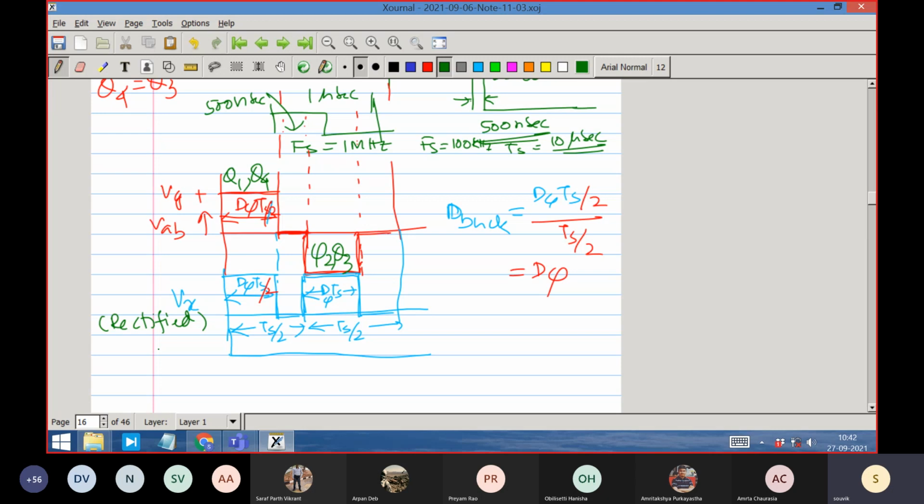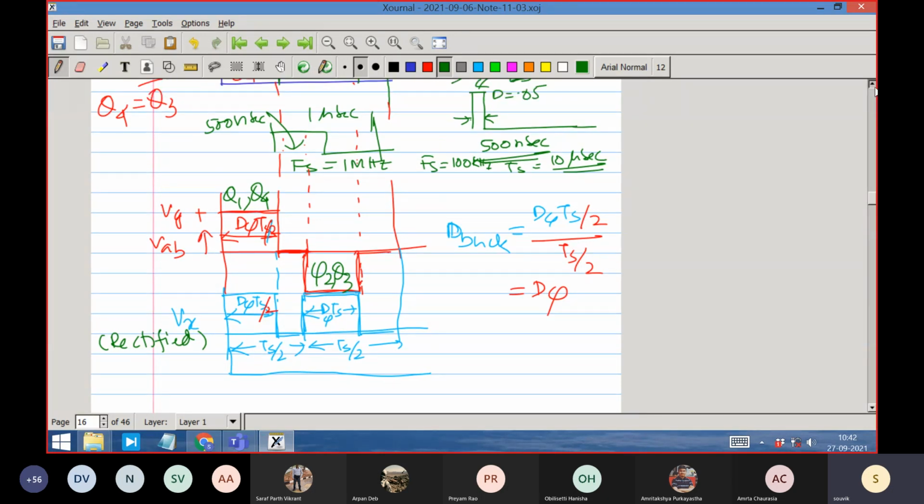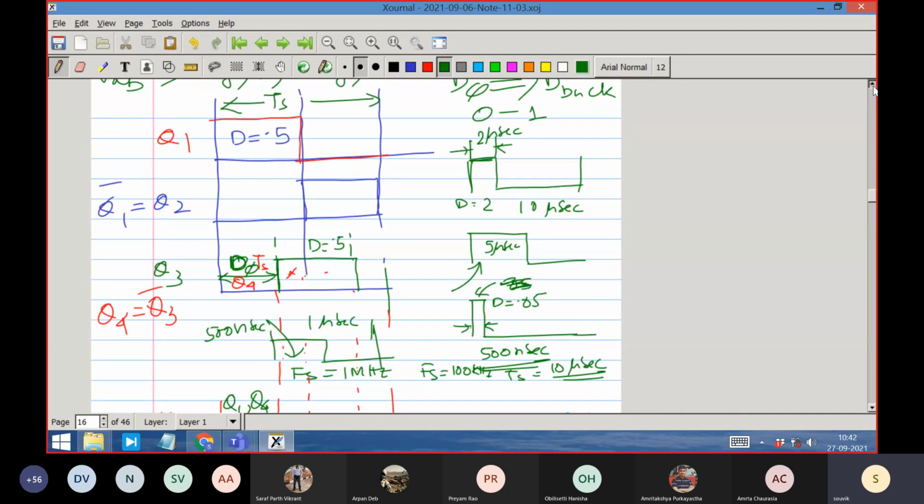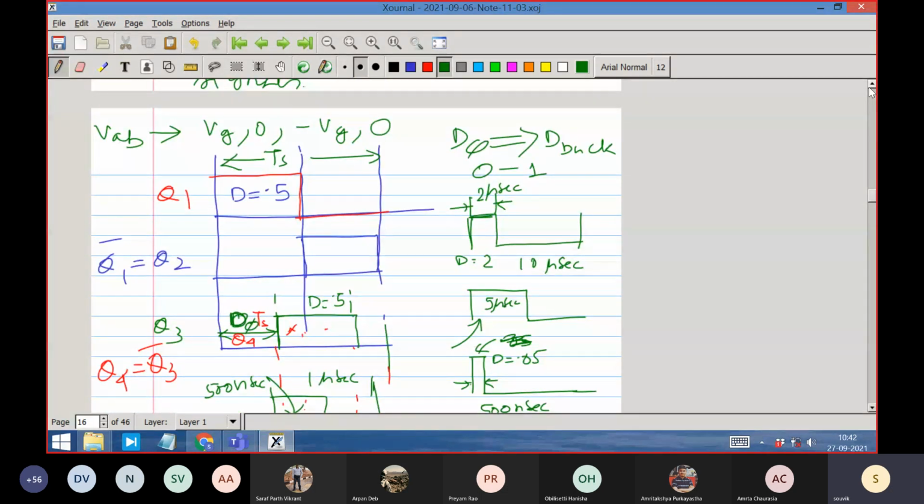A diode rectifier will be put on the secondary side of the coil, and that rectified voltage will be touching the inductor node. The inductor's other node is the capacitor node, the output node, but this node is the rectified voltage. Effectively this is a duty ratio of d phi. So the buck converter is now defined by the phase shift between two exactly identical 50% duty ratio pulses.